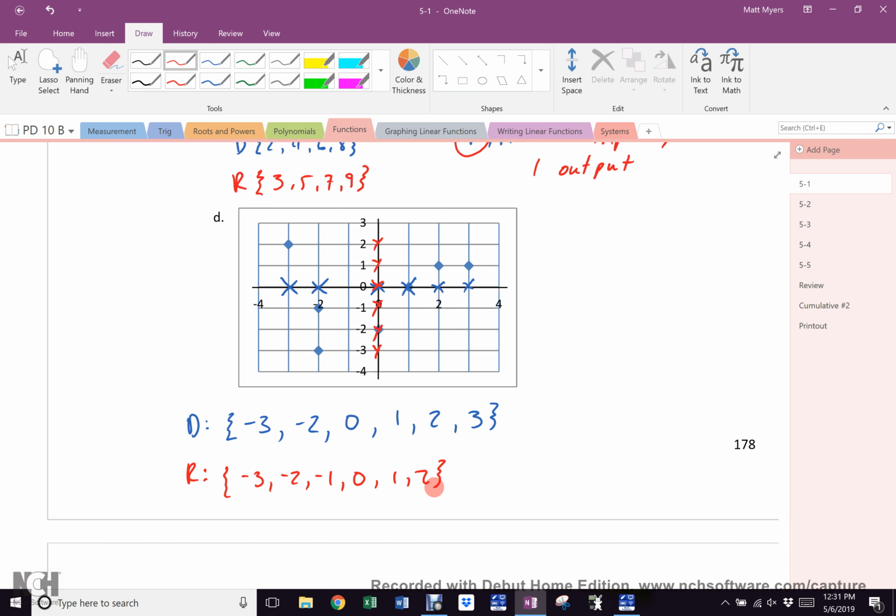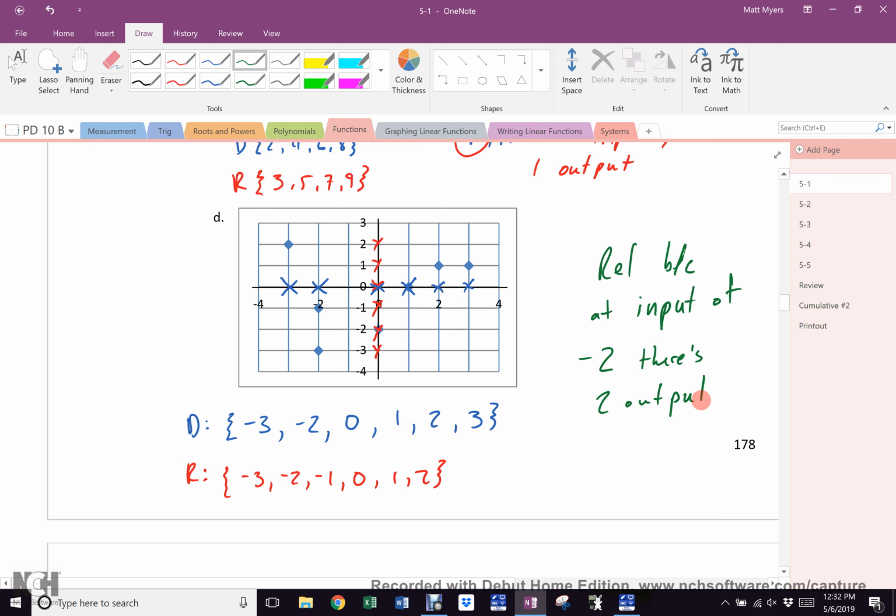Why? It's a relation because at input of what? Inputs are my x's. Where's the problem? At input of negative 2, there's what? 2 outputs. There and there. Everybody cool? When I go to negative 2, there's 2 possible dots I could be speaking of. Everyone's good? Does it happen anywhere else?